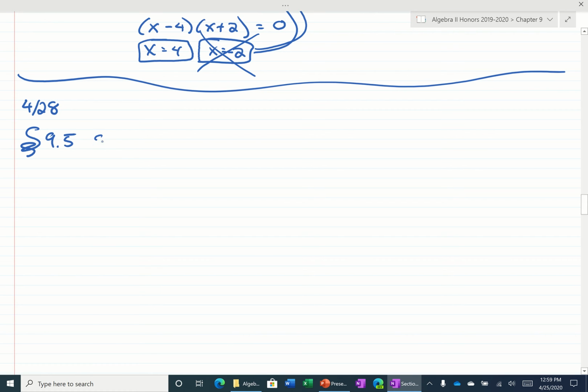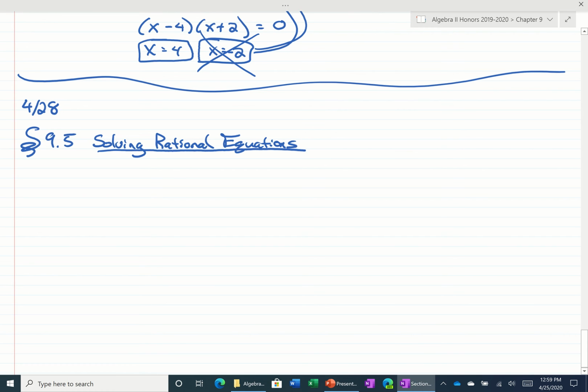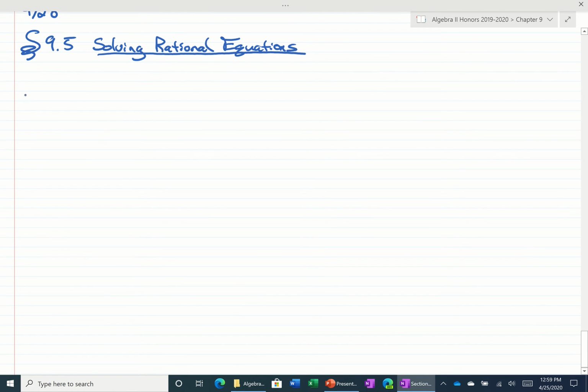Section 9.5, we're going to be solving rational equations. Alright, so I saved the more advanced ones for today. So let me show you what they would look like. First example says x plus 1 over 3x minus 6 is equal to 5x over 6 plus 1 over x minus 2.